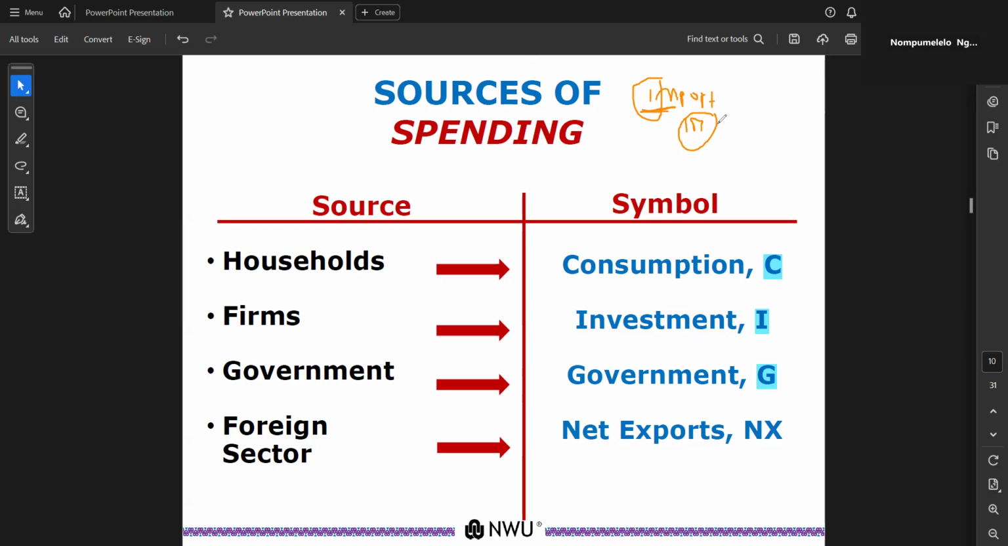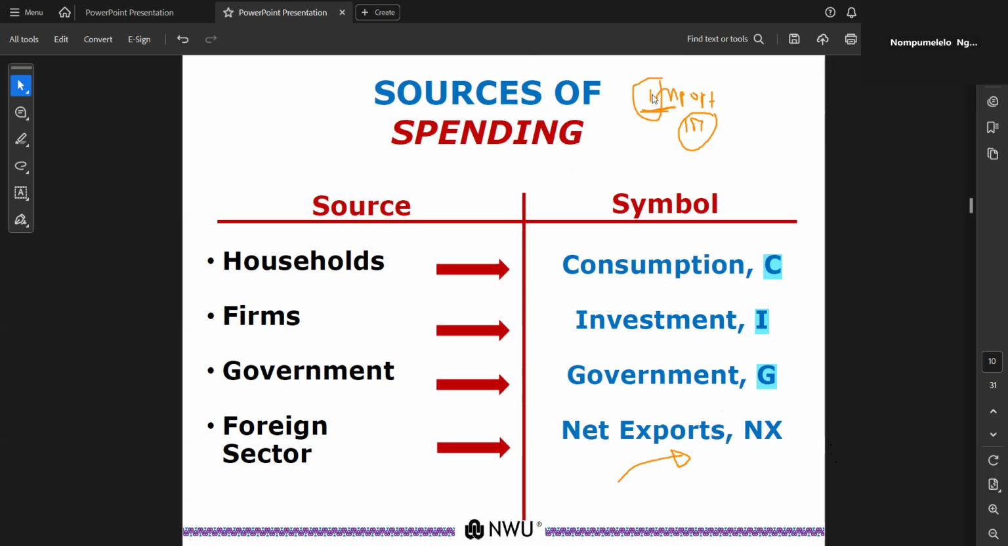So imports are not a source of spending, because goods are coming into the country. It means that we are spending in another country, not here in our economy. And then exports means that goods are leaving the country, which means we are selling to the rest of the world. That is a source of spending, because they are spending their income on us in the economy, hence the goods are leaving the economy. I hope you understood that.